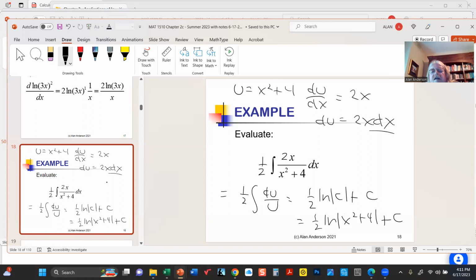So in other words, it might have looked like, wait a minute, why are we doing this example without logs? But this is the reason. Because once you've set it up properly, you'll notice that all you have is du over u, which means the integral is going to give us a log.